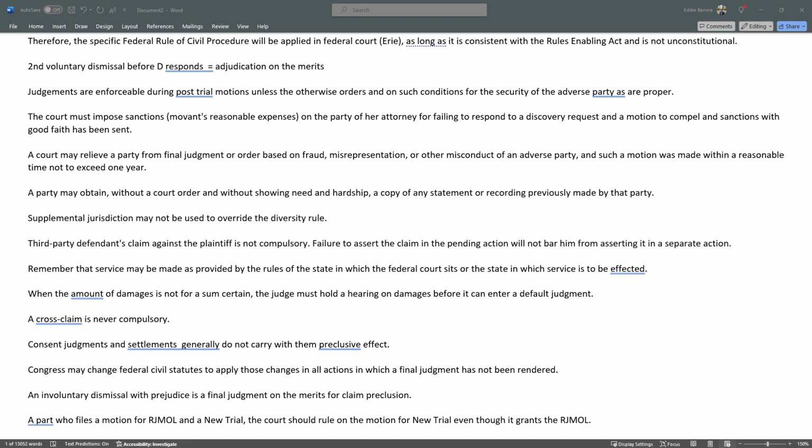Congress may change federal civil statutes to apply those changes in all actions in which a final judgment has not been rendered. An involuntary dismissal with prejudice is a final judgment on the merits for claim preclusion. A party who files a motion for RJML and a new trial, the court should rule on the motion for new trial even though it grants the RJML.